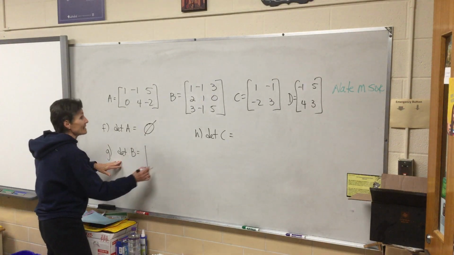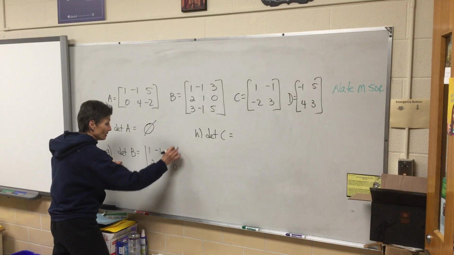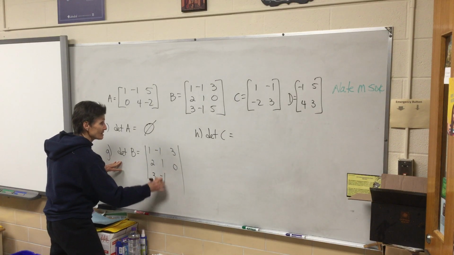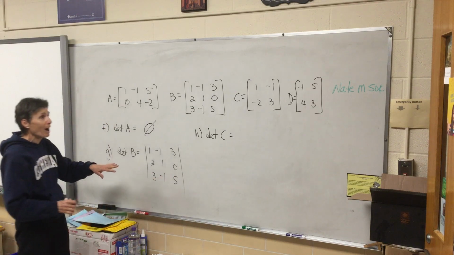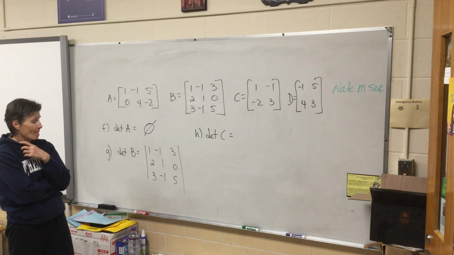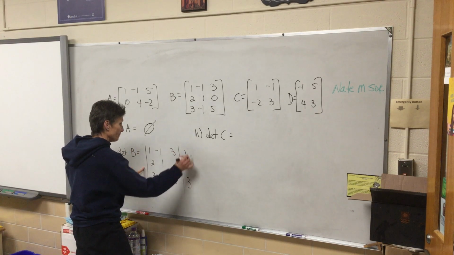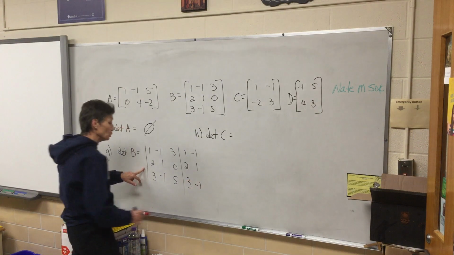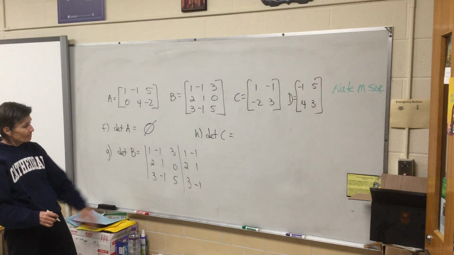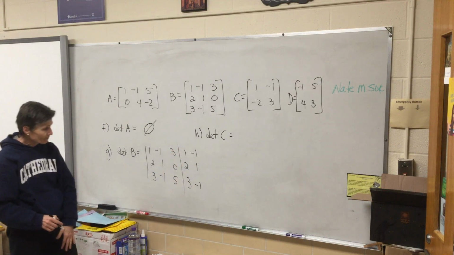Now, B is possible. So we've done a couple of these. Remember, our process for a 3x3 is what? How do we find this determinant by hand? Copy the first 2 columns. Copy them right down, including any negatives. Make sure you do them in order, first and then second.